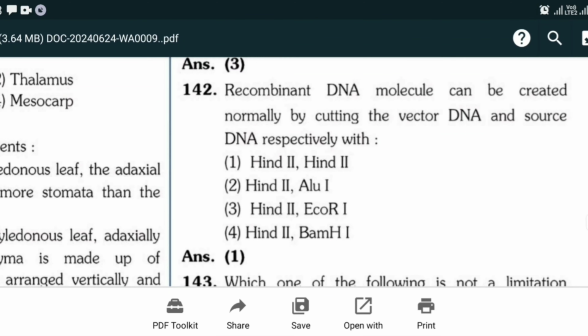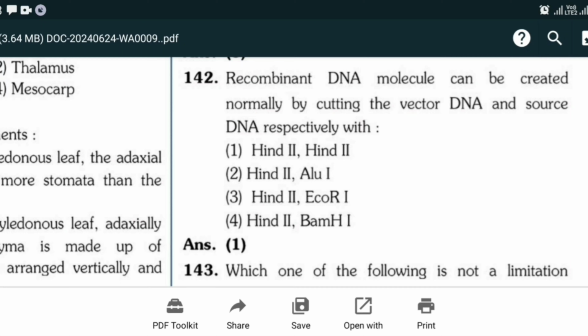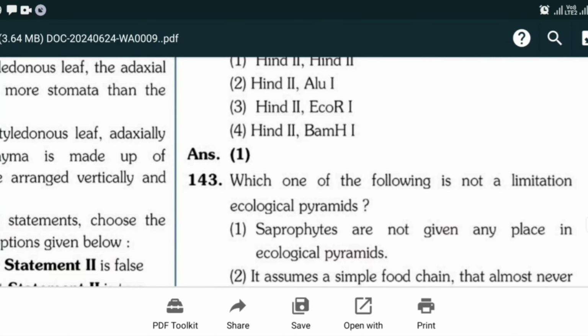Next, recombinant DNA molecule can be created normally by cutting the vector DNA and the source DNA respectively with. See here, cutting takes place in one region of this whole rDNA, that is Haemophilus influenzae 2. Both, that is source and also rDNA region, both are cut in one region, that is HindII, Haemophilus influenzae 2. So the answer will be first option.